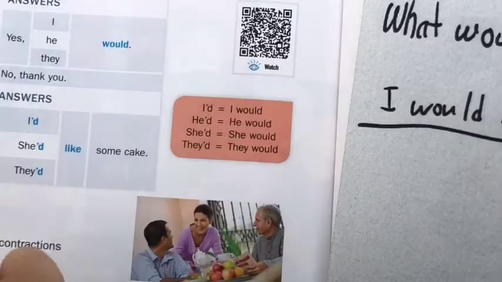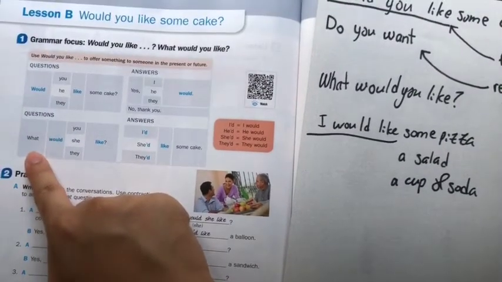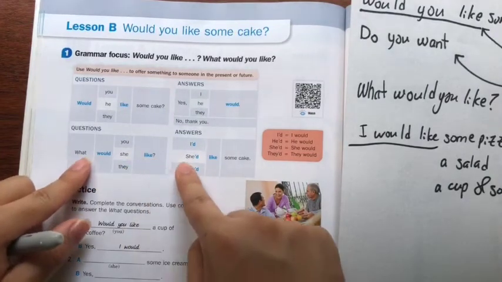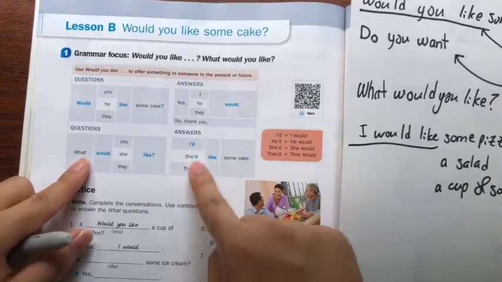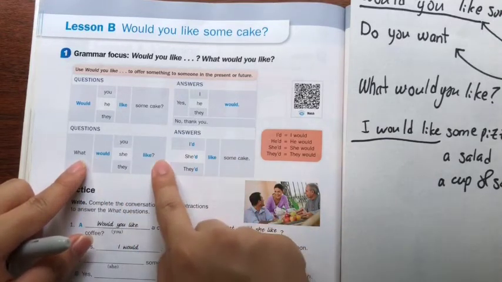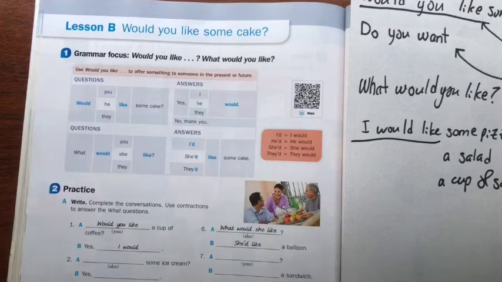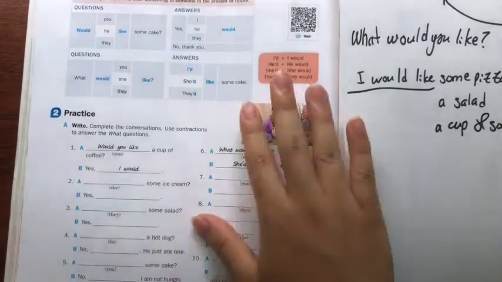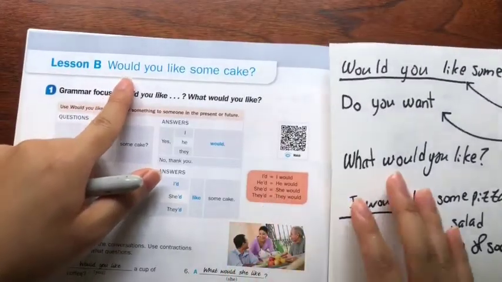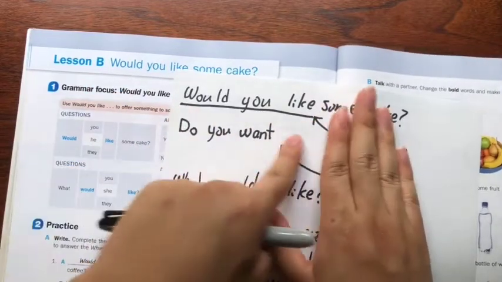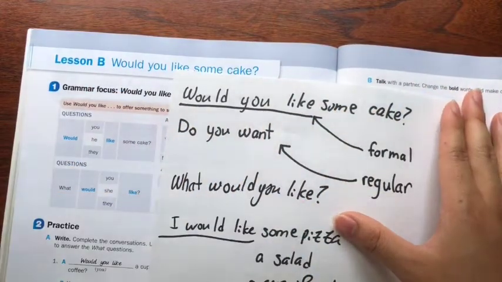So we can say, what would she like? She'd like some cake. She would like some cake. She'd like some cake. What would they like? They'd like some cake. So, now we know that the word would and then like just means want. So what would you like? What do you want? Same thing.